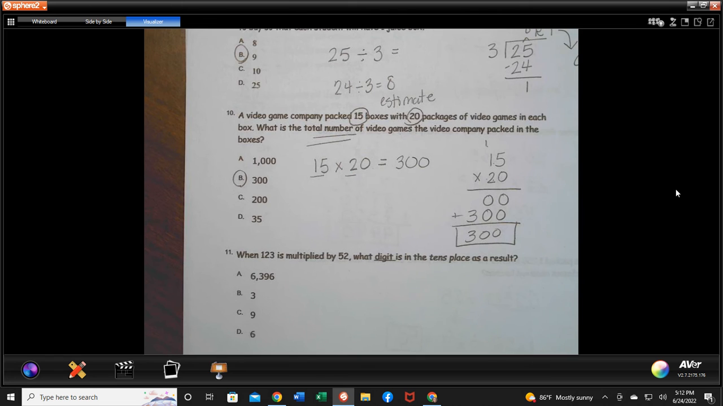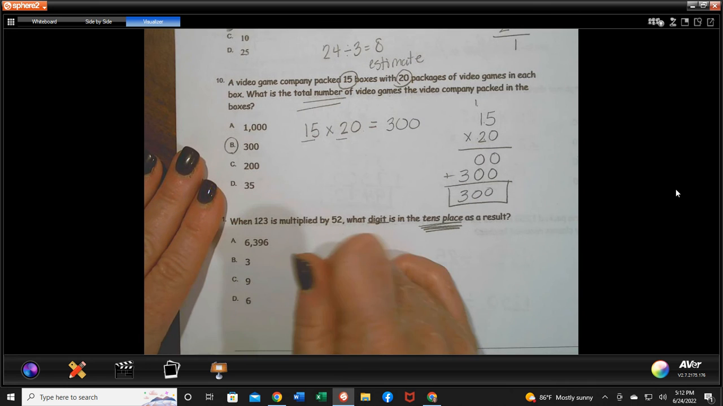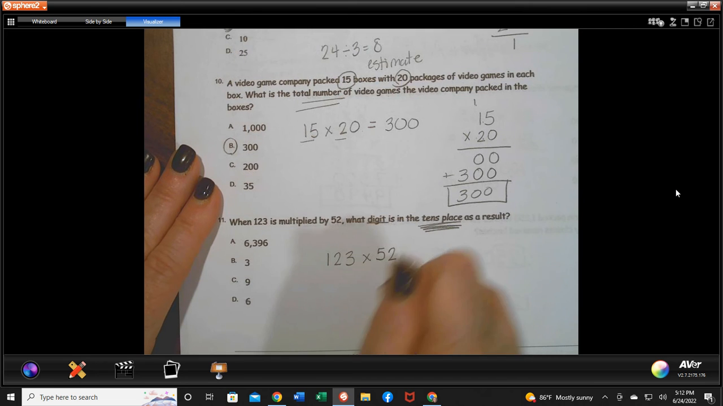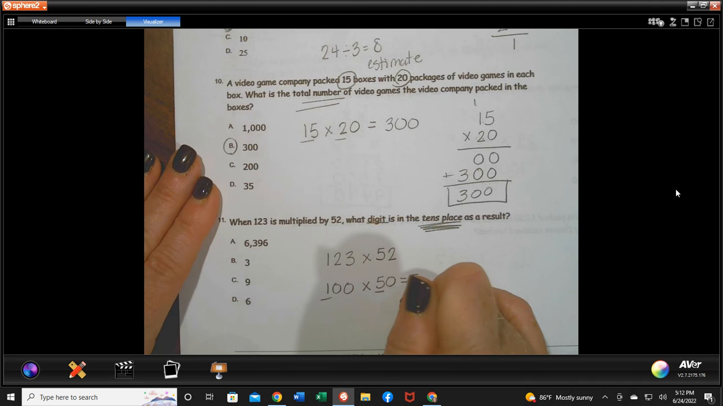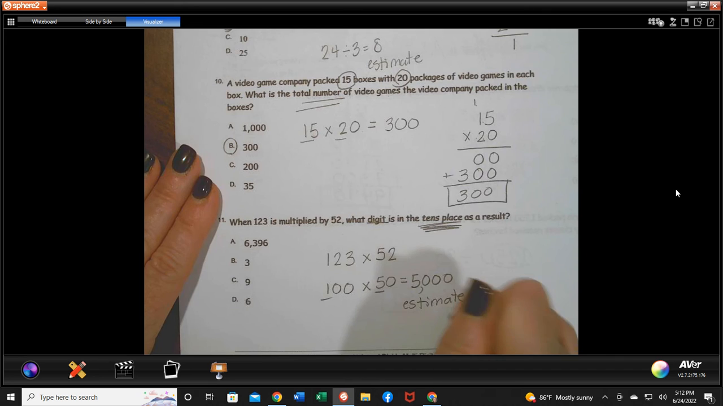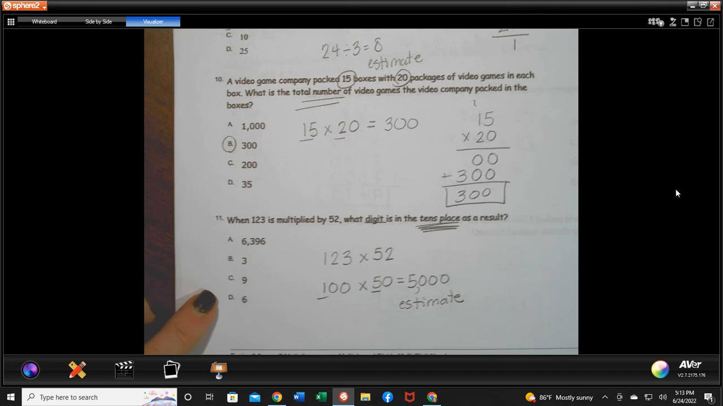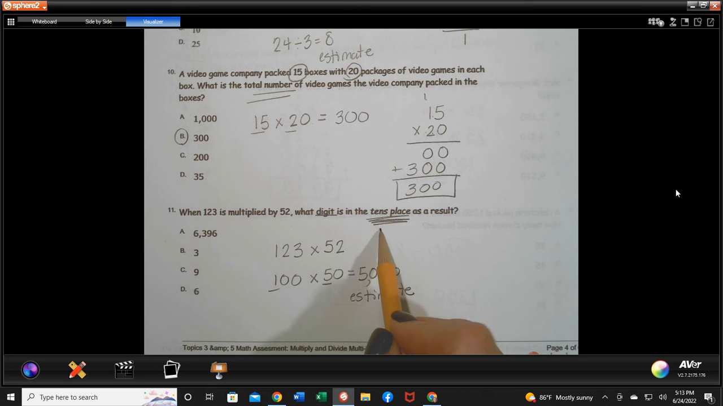Number 11, when 123 is multiplied by 52, what digit is in the tens place as a result? All right, this is a tricky one. We have 123. We're going to multiply it by 52. We're going to get a quick estimate first of all. So let's take 100 times 50. 5 times 1 is our basic fact, and annex the 3 zeros. So we do get an estimate of 5,000. Now that's not going to help me pick the answer. What it's going to help me do is make sure my answer is reasonable, and then I'm going to find the digit in the tens place.